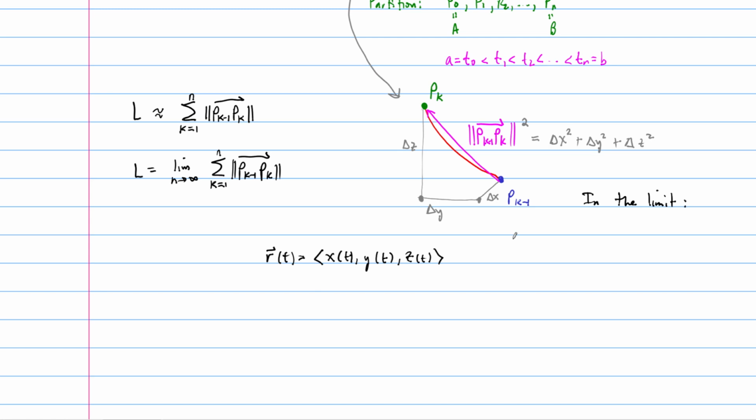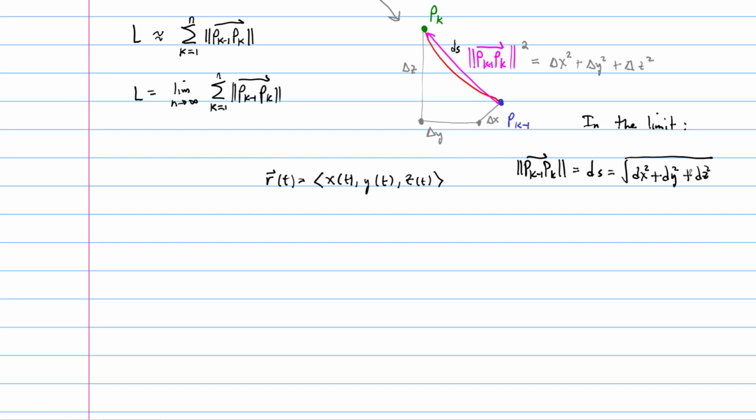So this term, this length of p_{k-1}, p_k, this vector that we drew geometrically, this is actually the length of this value. That's our arc length element that we want to try to find, right? So this is our ds. And this becomes, when we take the square root and we take the limit, these become differentials, right? So dx squared plus dy squared plus dz squared.